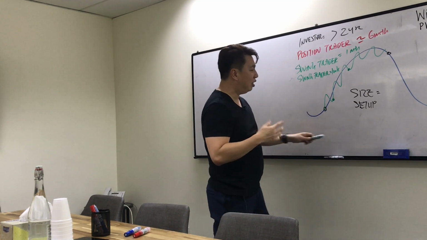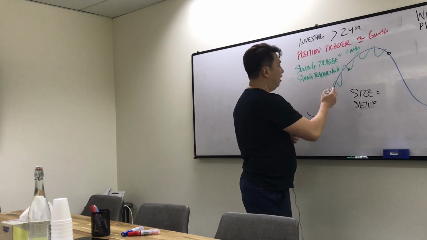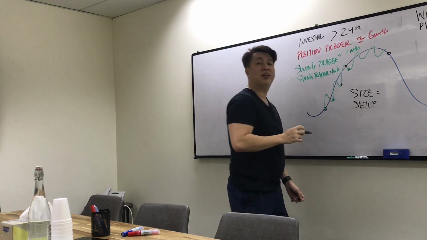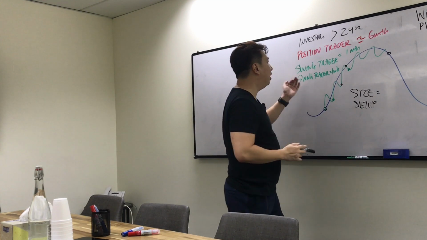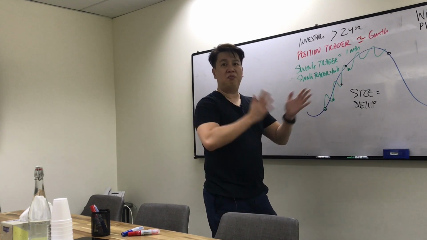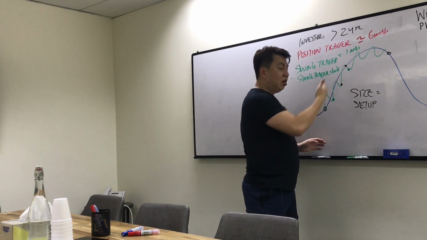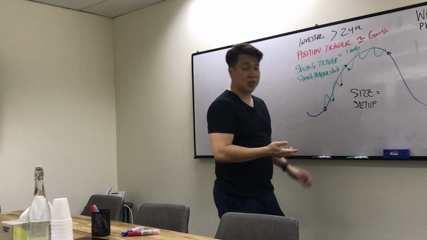So a swing trader, what they want to do is get in maybe here, and get out here. That's all. When you're a swing trader, your size will be different again. You may be trading bigger size because you are able to have your stop loss and things like that. You will trade a bigger size, and your setup is also different.